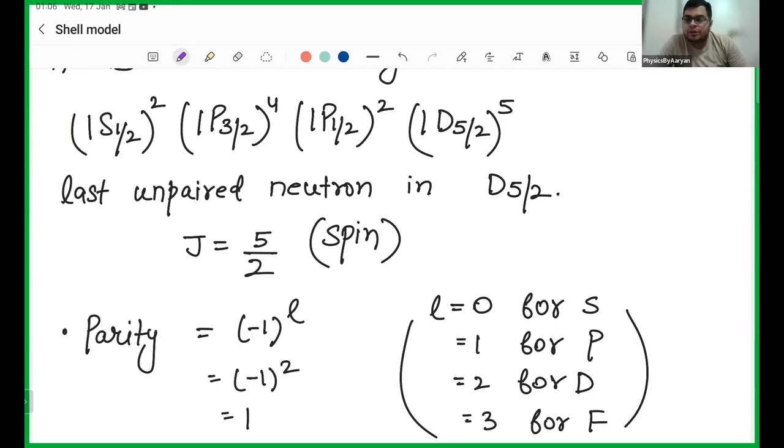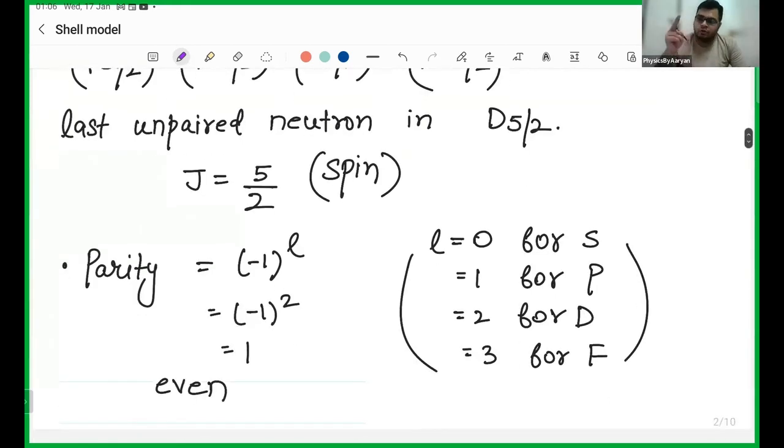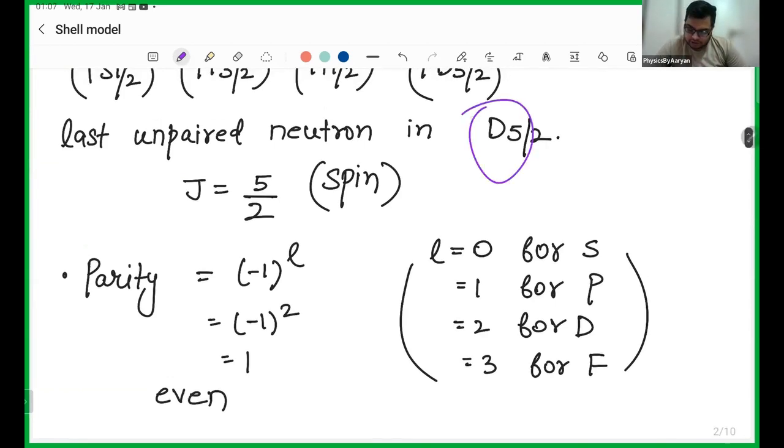Okay. How do we calculate the parity? Parity can take only two values, either minus one or plus one. That's all. You cannot have any other value. So parity is defined as minus one raised to power L. Now, what is L? L is 0 if you are in S shell, L is 1 if you are in P shell, L is 2 if you are in D shell, and L is 3 if you are in F shell. So I am in D shell, so my L will be 2. So minus 1 raised to power 2 will be 1. It means I have an even parity, because I'm not getting minus 1, I'm getting plus 1.